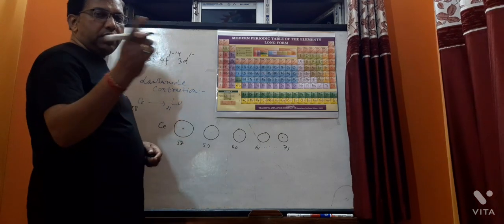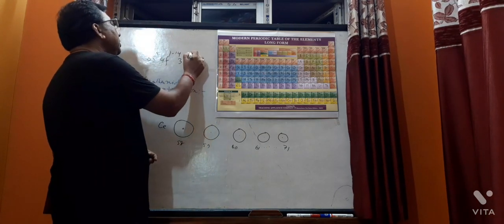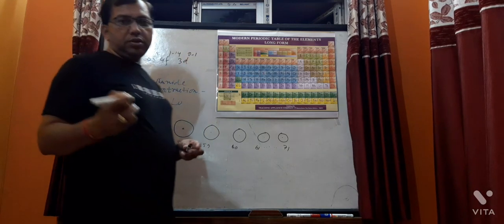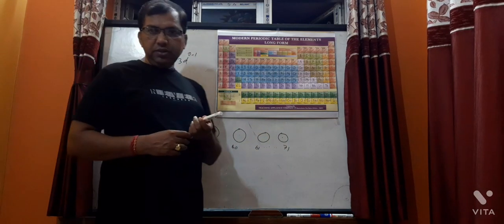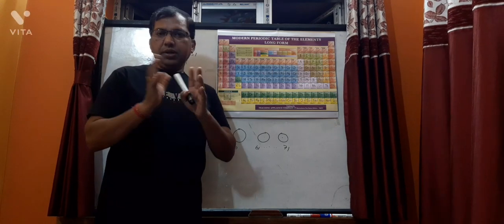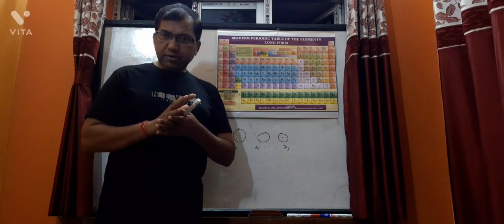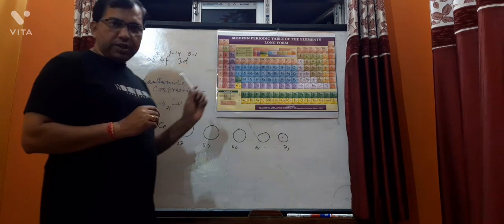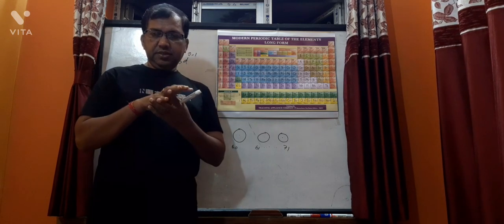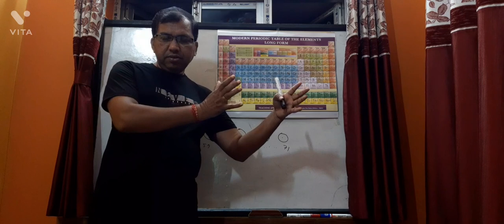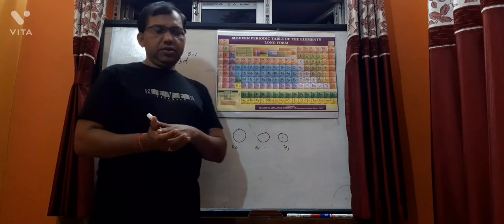Is it 5d 0 to 1 here or not? 5d 0 to 1, 4f1 to 14 and 6s2. It is the natural or general electronic configuration. But what is the cause? The main cause is that the last electron fills into the f subshell.